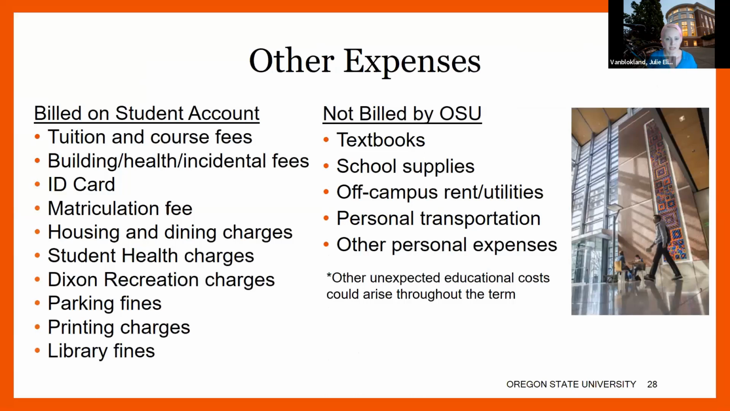So, other expenses. This is really important because we have a lot of questions about the expected cost of attendance, the budget that we give you. In that expected cost of attendance, we do include the expected expenses for housing and living expenses, even if you're living off campus. So understand that that's in your budget, that's in your expected cost of attendance, but that's not going to be charged to your bill. Another area of confusion is textbooks. There are certain schools where you can charge textbooks to your bill. At OSU, the bookstore is separate, so you cannot charge those to your student account.